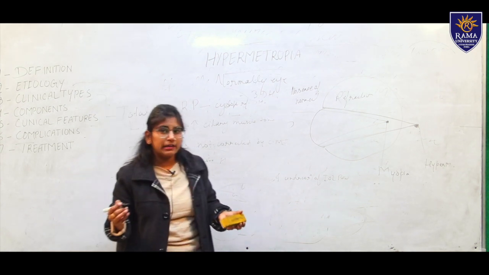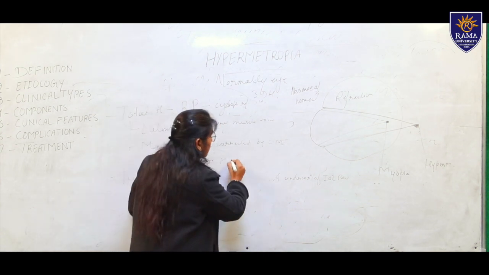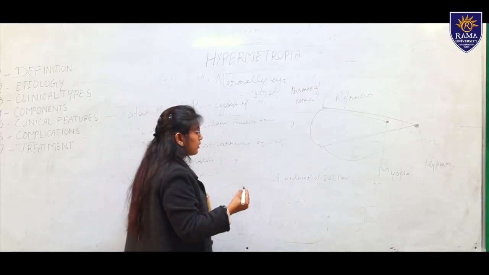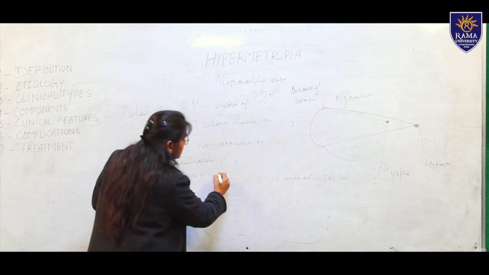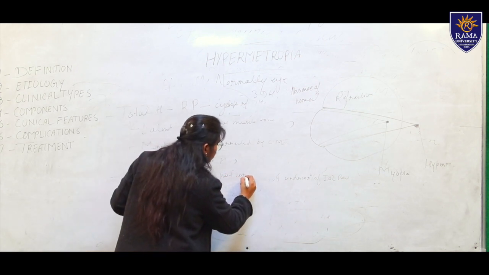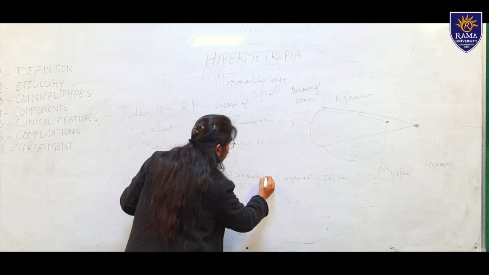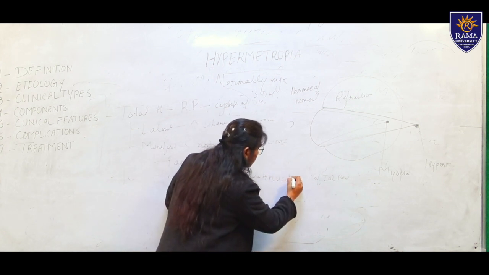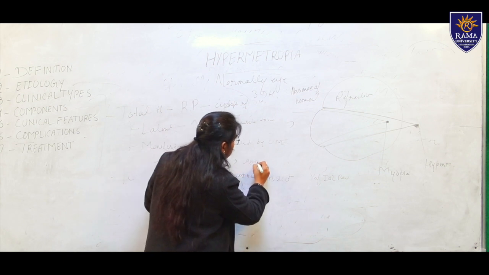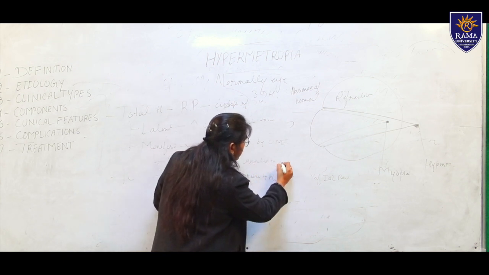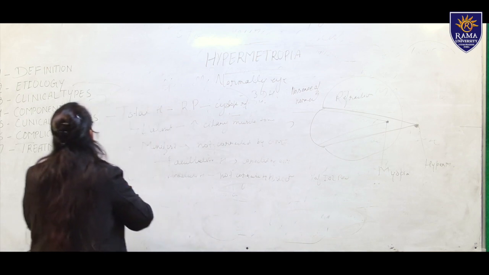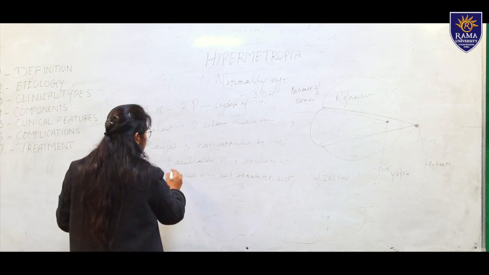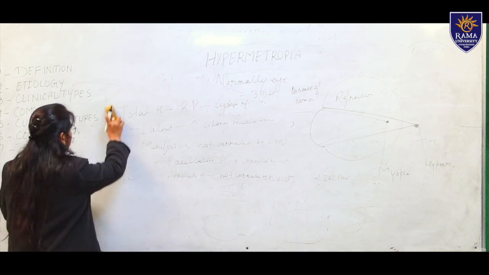What is facultative hypermetropia? Facultative hypermetropia is corrected by accommodation effort, while absolute hypermetropia is not corrected by the patient's accommodation. These are all components of hypermetropia: total, latent, manifest, and facultative and absolute hypermetropia.